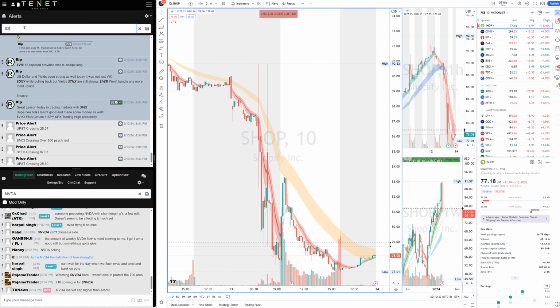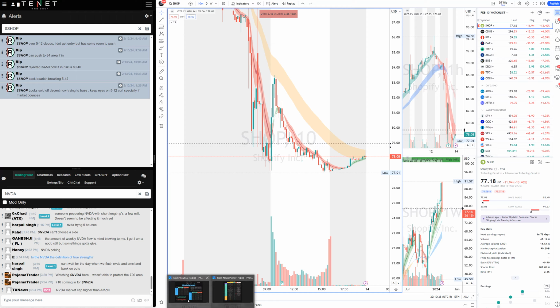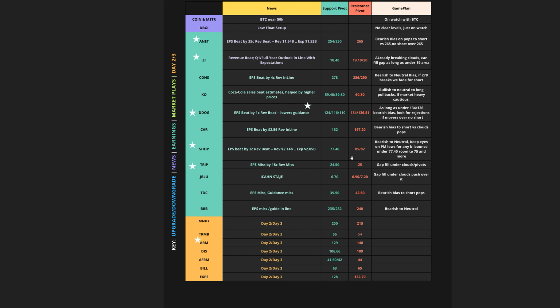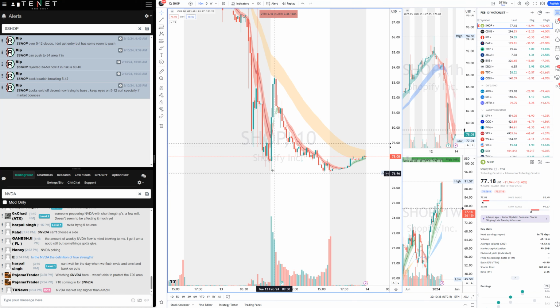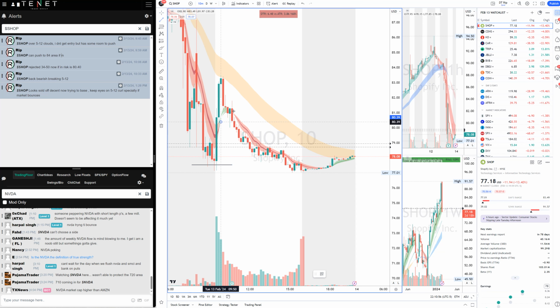Let's look at SHOP. What was SHOP doing? I did not get the entry on SHOP. The plan on SHOP was simple. The plan was if it holds the 77.40, we can do the B minus bounce, and under the 77.40 it's a short. But as you see, it held that level and it pushed, and pushed over 512. I told people it can push to 84, and it almost got there, but there was 34.50 EMA resistance. Then it rejected the 34.50 EMA, and then it was bearish right here. I told people it's bearish, and you could short scalp this.